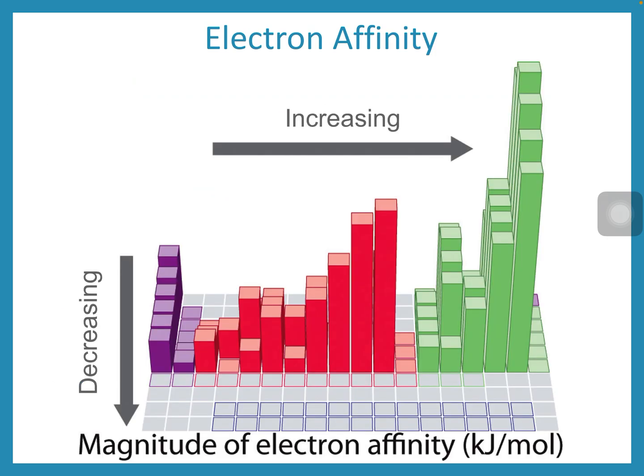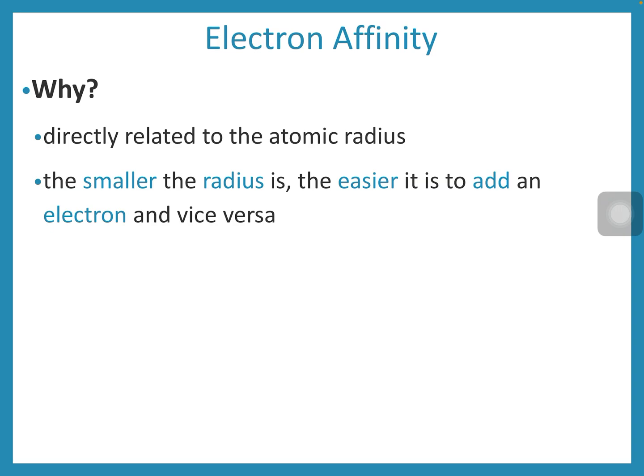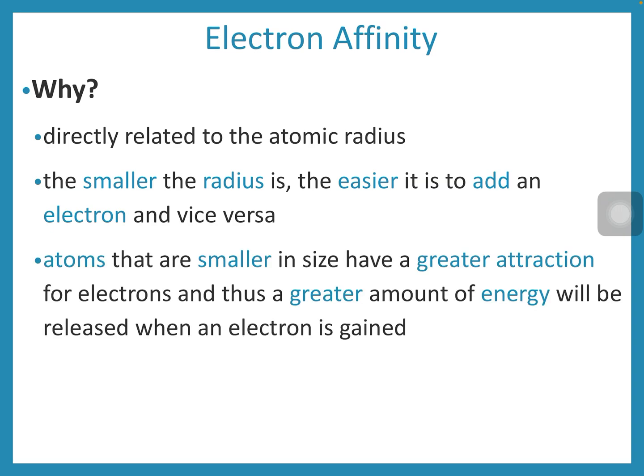Here's a visual to show the amount of energy. Why does that happen? Once again, it's related to the atomic radius. The smaller the radius is, the easier it is to add an electron, because we are closer to the force of attraction from the protons in the nucleus. The closer we are, the easier it is for the protons in the nucleus to pull an electron in. The better they are at pulling an electron in, the less energy is needed.